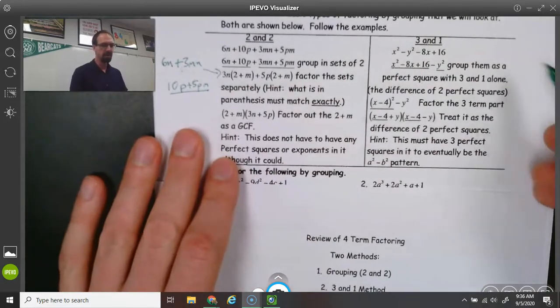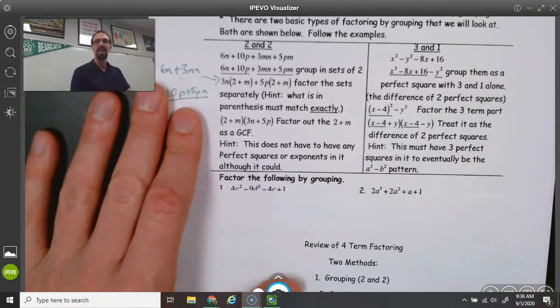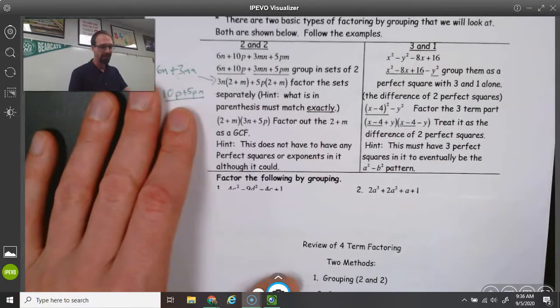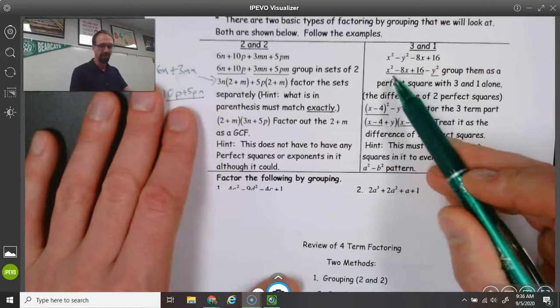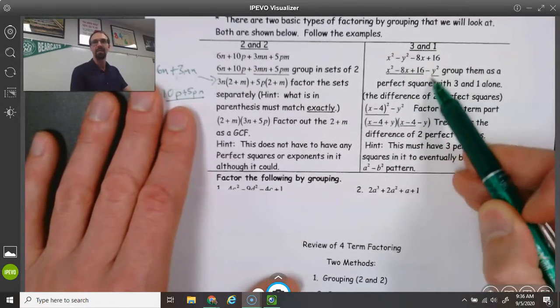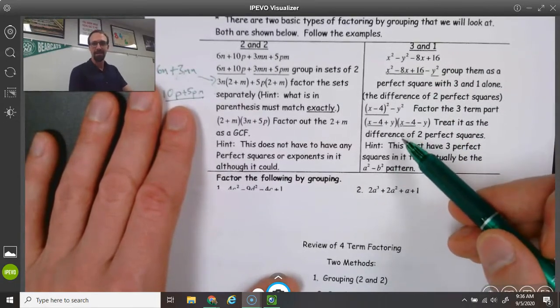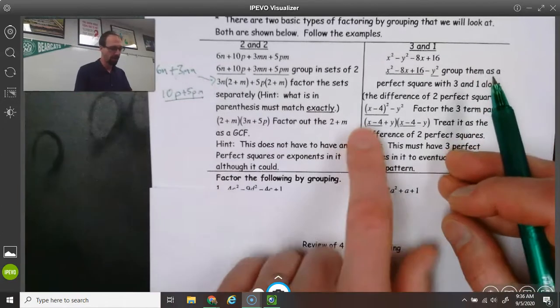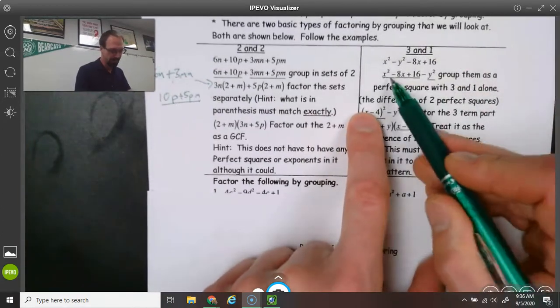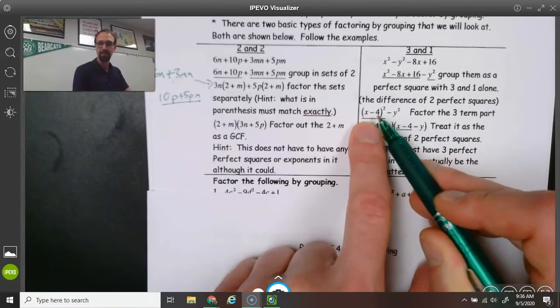With the 3 and 1, what you're looking at is factoring them with a perfect square with 3, and then the last part is also a perfect square. So you have a perfect square and a perfect square. With this scenario, what you'll have is a difference of squares or a sum of squares here, and then a minus sign, and then a perfect square here. So it has to be in that scenario. When we do that, what we have in this case is we factor out the difference of squares. So that gives us this part.